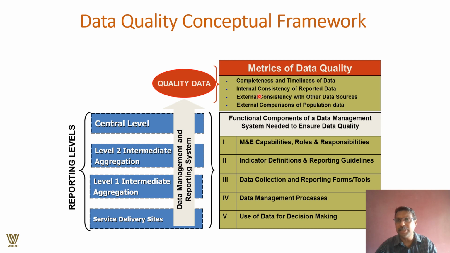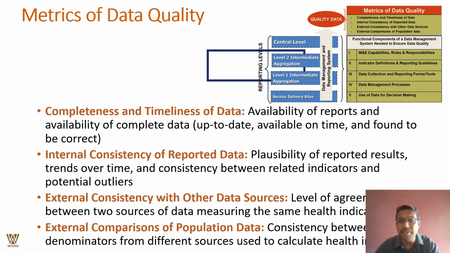It should not be inconsistent data. Data has to be thoroughly clean. So internal inconsistency of the reporting data should be reported. External consistency with other data should be matched, probably married. External comparison of the population data should be taken note of. So functional components: first, monitoring and evaluation capabilities, roles and responsibilities, indicator definitions and reporting guidelines, data collection and reporting from different tools. Data management processes, and the fifth one is using the data for decision making or arriving at some point of execution.